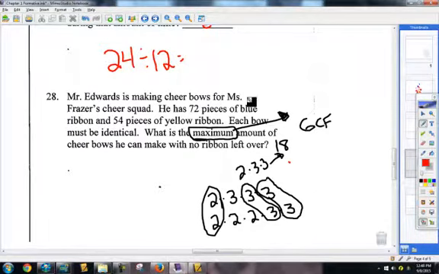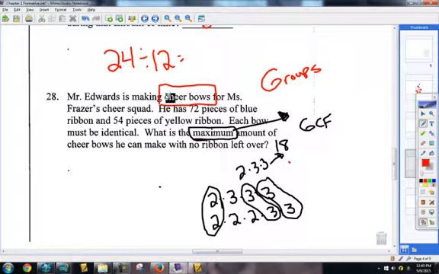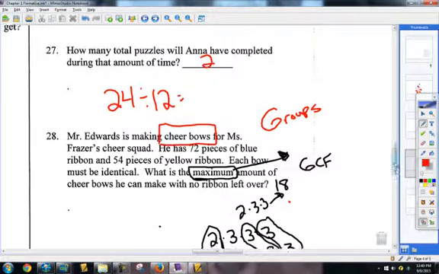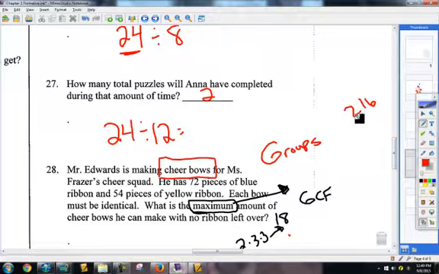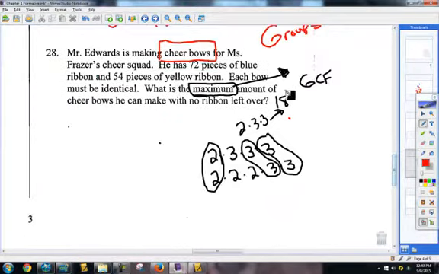Also, guys, how about this word again? Groups. Is it making a cheer bow? Isn't it taking the ribbon and putting them into groups, essentially? If you found the LCM, I believe it's like 216 or something. Would it even make sense for Mr. Edwards to be able to make 216 cheer bows if he only has 72 pieces of blue ribbon and 54 pieces of yellow ribbon? Would that make any sense? No. So just think about it. He's only going to be able to make 18 cheer bows.